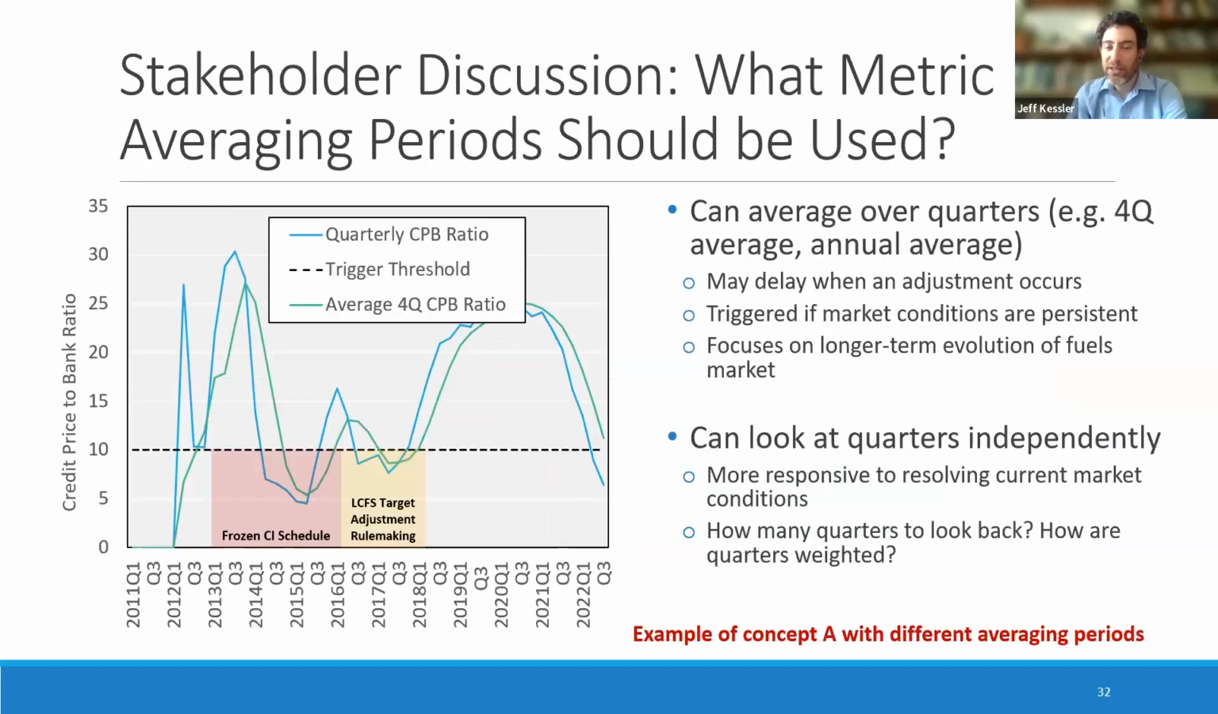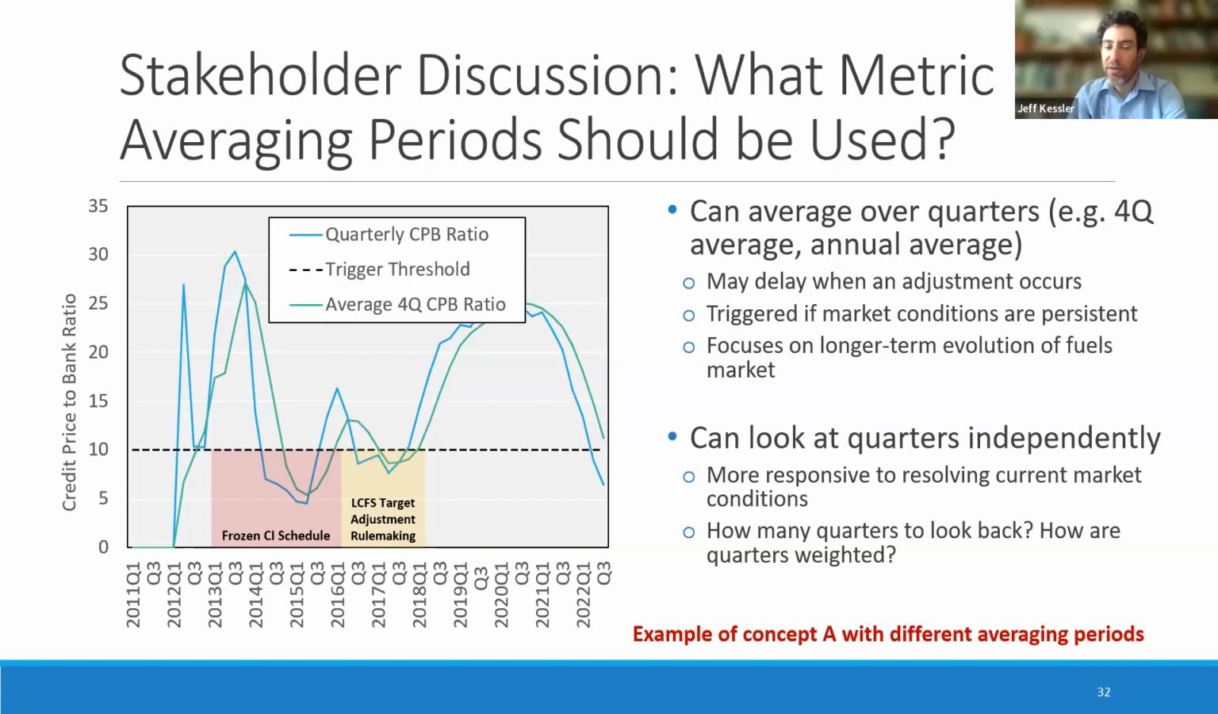This slide presents staff's concept A with different assumptions about the credit price averaging period. Similar considerations also apply to what was presented for staff concept B. Using an averaging period of only 1 quarter allows a trigger to be more responsive to current market conditions. For concept A, a 1-quarter threshold may be reasonable, as the credit bank already builds in prior years' actions.